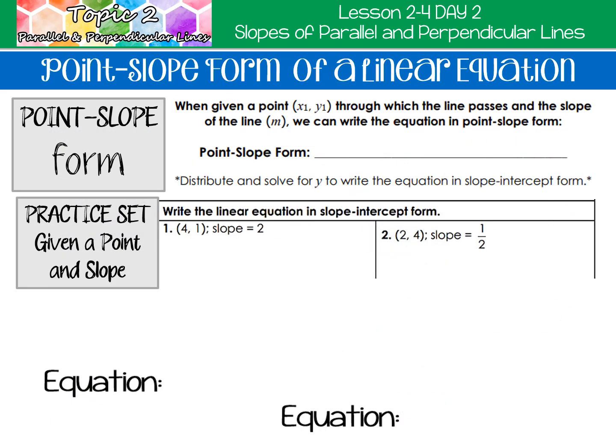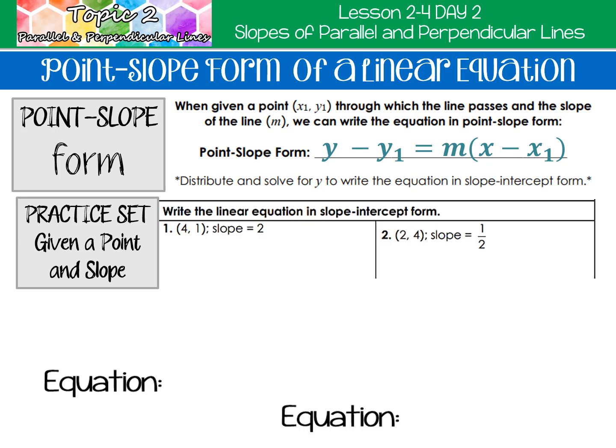Point slope form. When given a point, x sub 1, y sub 1, through which the line passes and the slope of the line, m, you can write the equation in point slope form. So y minus y1. So y is a variable in the equation. y1 is going to be a number from our point. m is our slope. And then in parentheses, we have x, that's the variable in our equation, minus x sub 1, which is the number from the point.